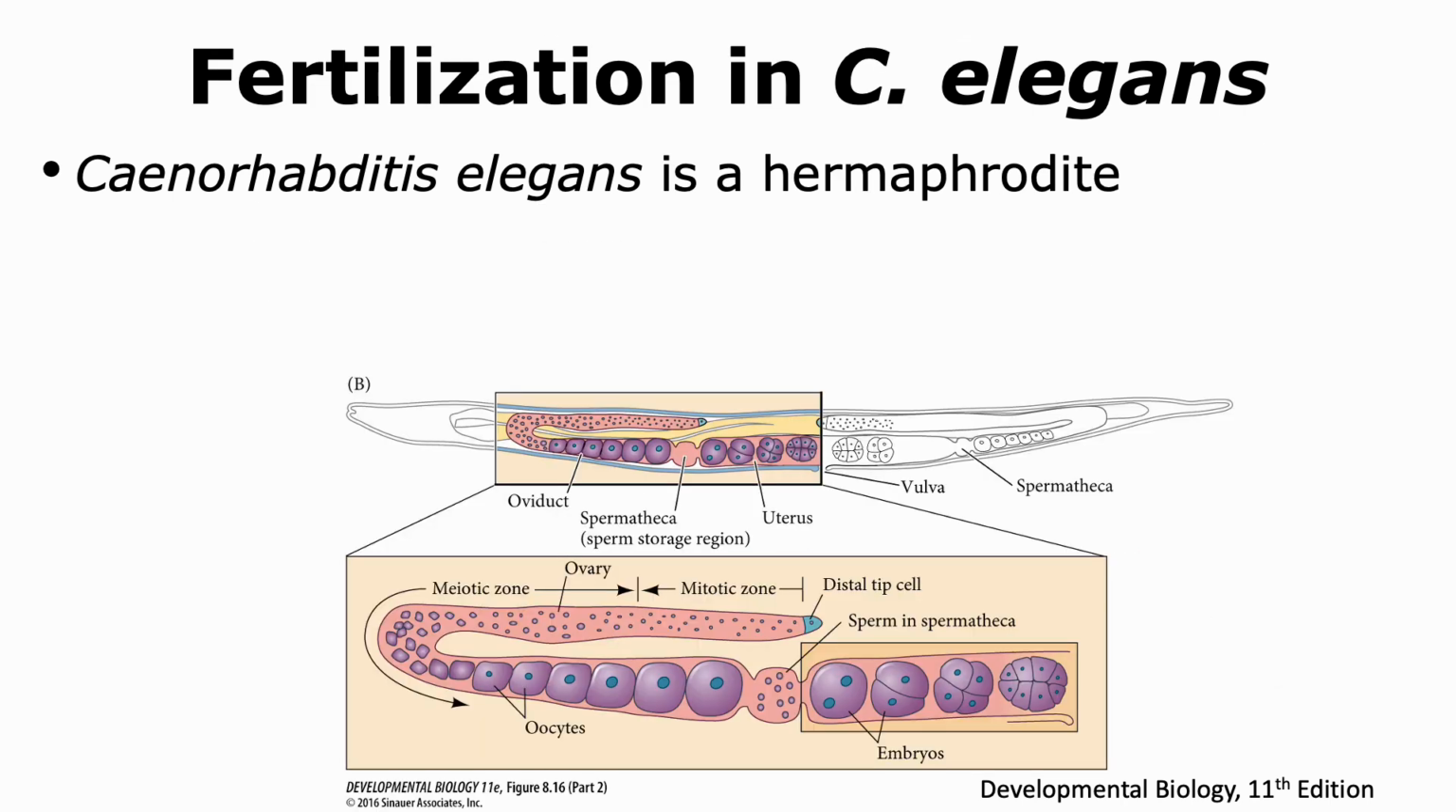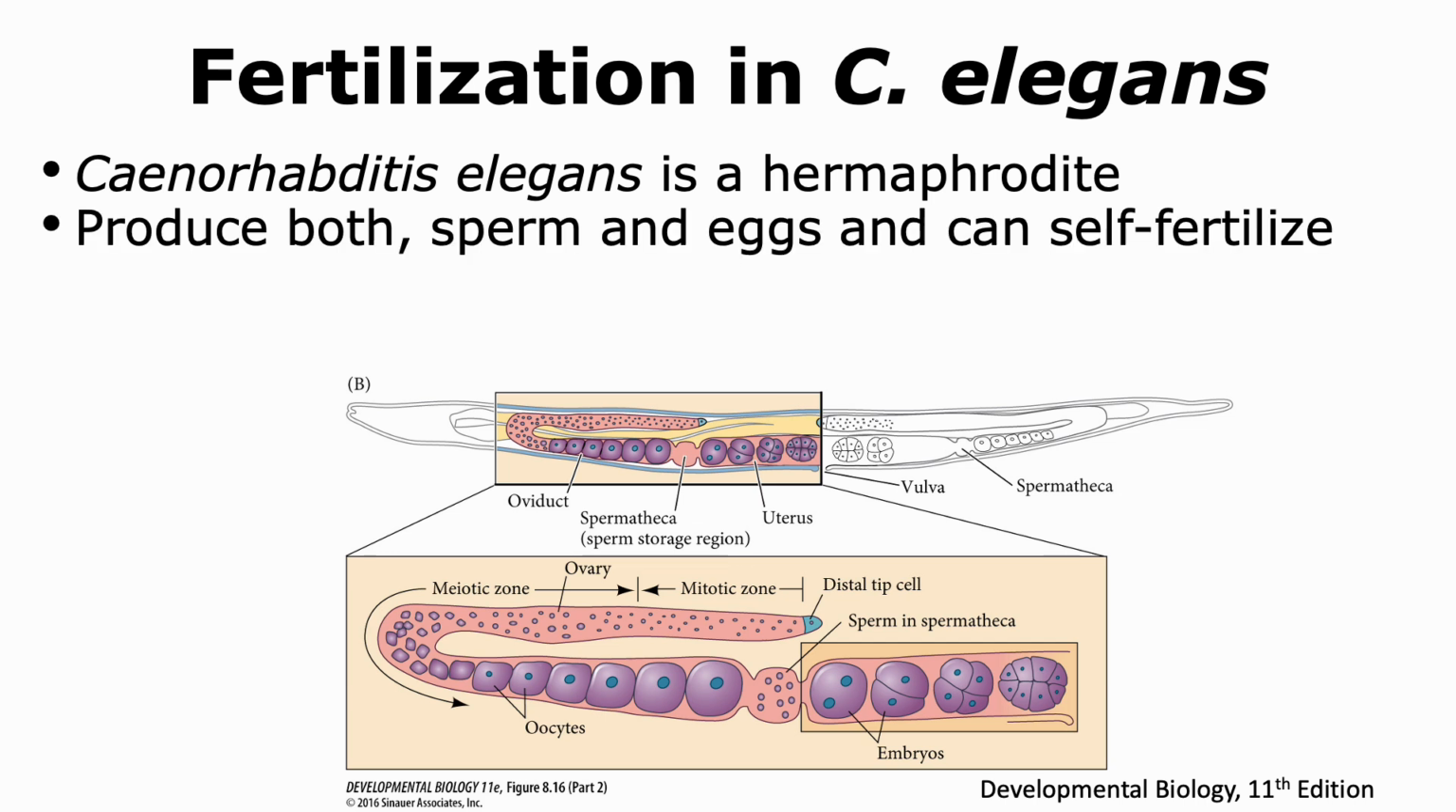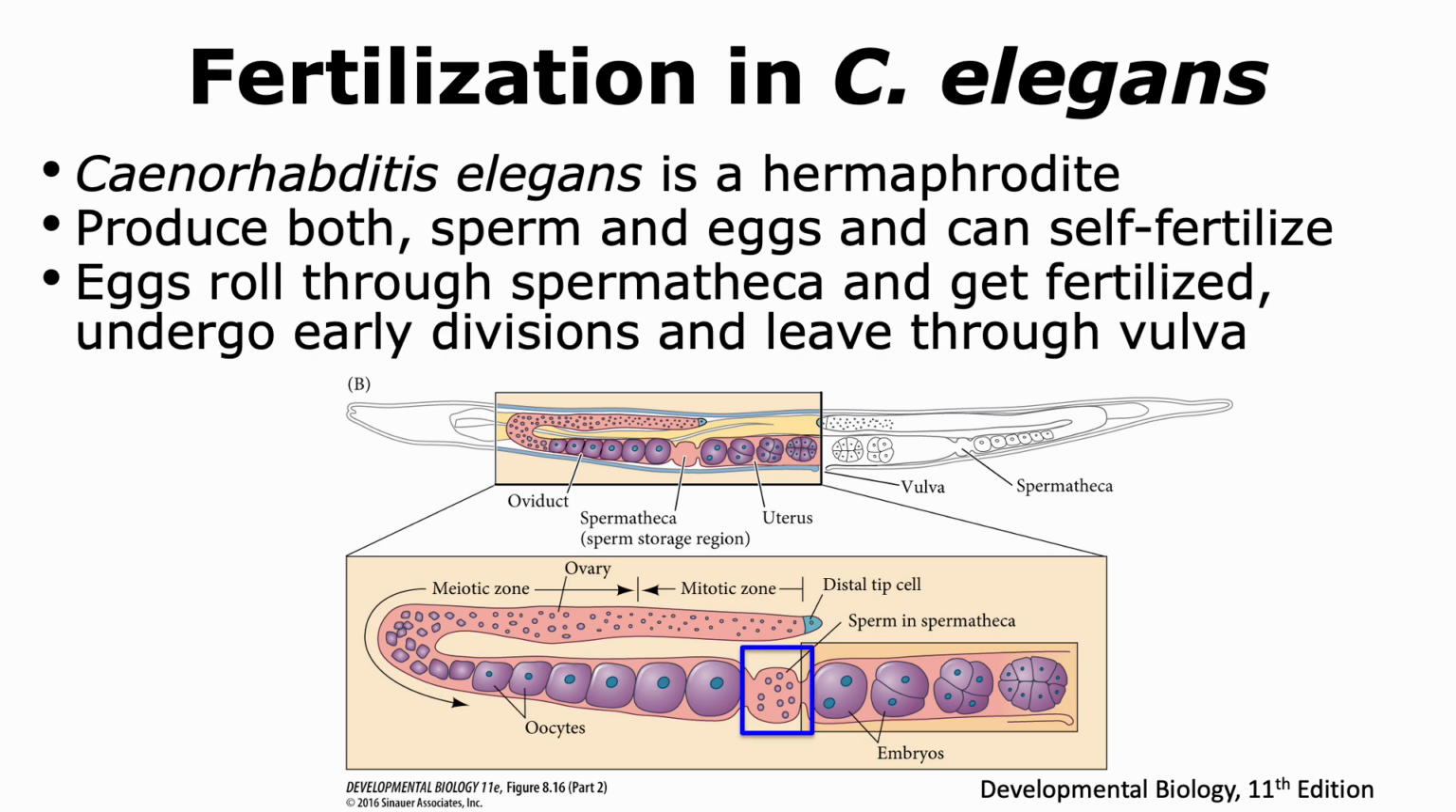So let's look at what actually happens during the fertilization process in C. elegans. As I told you before, Caenorhabditis elegans is a hermaphrodite, which means it produces both sperm and eggs, and it can thus undergo self-fertilization. During fertilization, the eggs actually roll through a chamber called the spermatheca. If we look at the figure in the blue box, that is where the spermatheca is. The spermatheca is where the sperm are present.